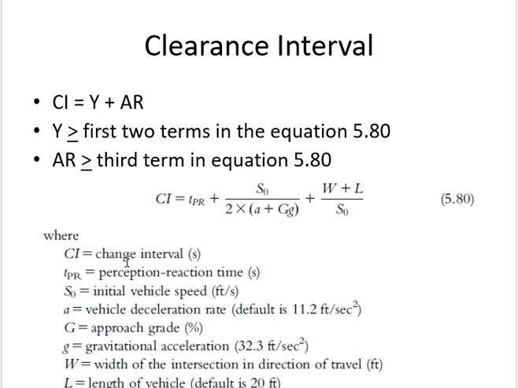So this is 1 second for signal perception reaction time. The speed we know, 30 miles per hour, right? The speed which we use for the offset. 30 miles per hour. Standard deceleration rate, 11.2. Gradient not given, so I will just take it as 0. W is the width of the intersection, 40 feet. L is the length of the vehicle, which is taken as 20 feet.